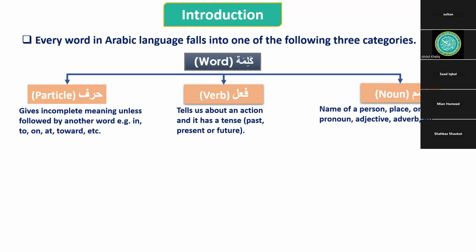For example, I ask one of you, where are you going? And you tell me, to. You just use one word, to. Does it mean anything? It doesn't give me any meaning, right? It doesn't tell me where are you going unless you say to the school, right? So these kinds of words, they are called harf. Again, ism, fail, harf. These are the three types of words in Arabic language.